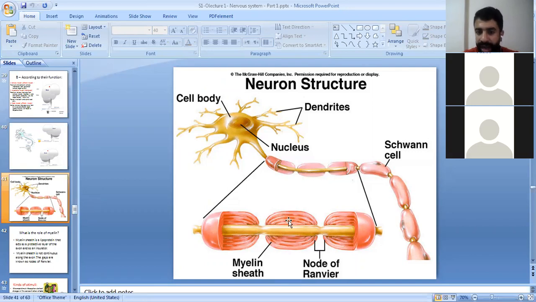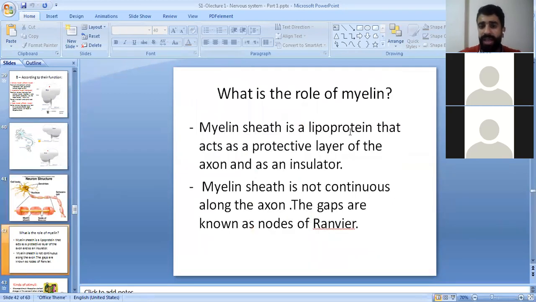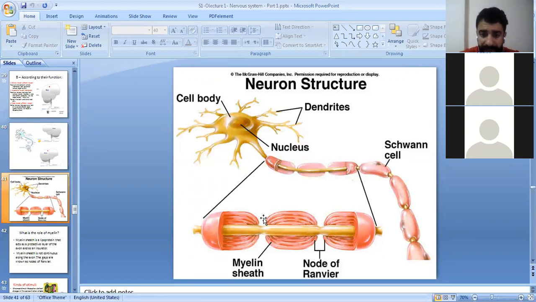These are the myelin in red. The spaces between them, like here, are called nodes of Ranvier. So the message moves by jumping. This jumping is called saltatory conduction. So myelin sheath is a lipoprotein, a protective layer and an insulator. The myelin sheath is not continuous as shown here. The gaps here are called nodes of Ranvier.